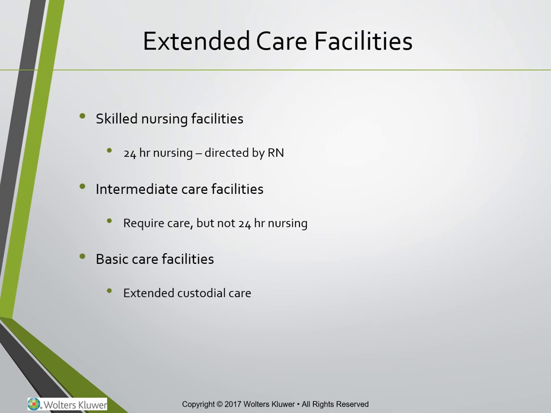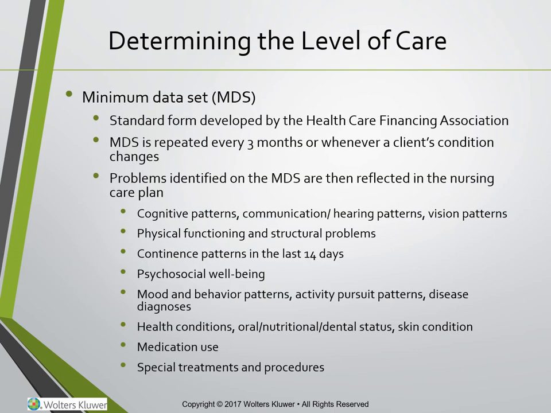Determining the level of care. The level of care is determined at or prior to admission. Each client is assessed using a standard form developed by the Healthcare Financing Association called a Minimum Data Set, MDS, for nursing home resident assessment and care screening. By federal law, the MDS is repeated every 3 months or whenever a client's condition changes.